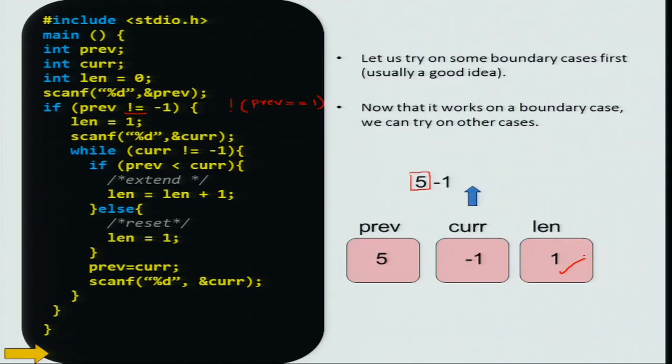So, we handled the boundary case of an extremely small sequence, a sequence with exactly one element, correctly. This gives us confidence that the code could be correct. Of course, we have handled only the boundary case, now we need to test it for other cases as well.